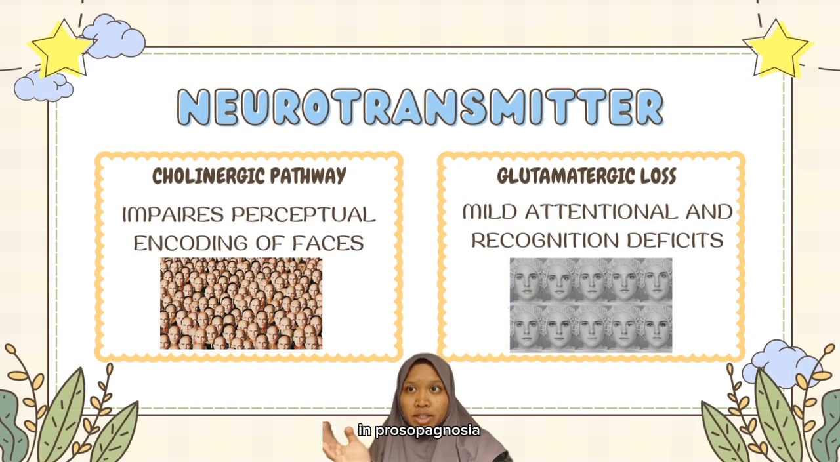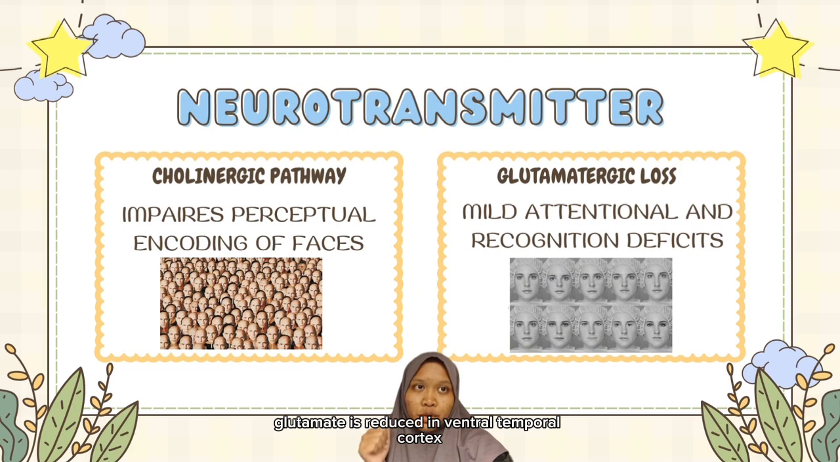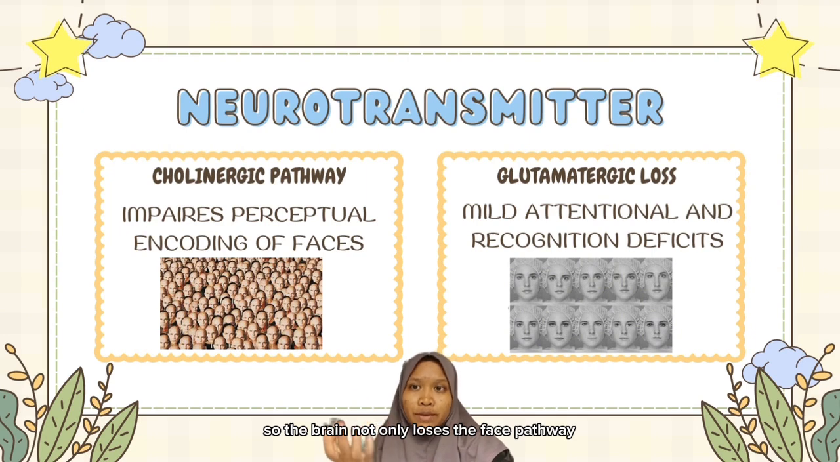In prosopagnosia, some neurotransmitters don't work well. Glutamate is reduced in the ventral temporal cortex. That makes it harder for the brain to process and encode faces. Acetylcholine is also reduced. This causes problems with attention and memory during face recognition. So the brain not only loses the face pathway, it also loses the chemical support needed to recognize faces.